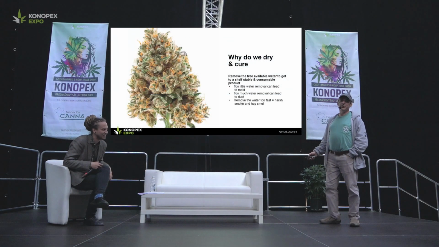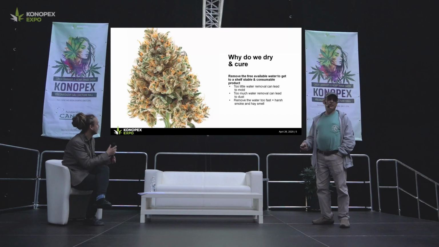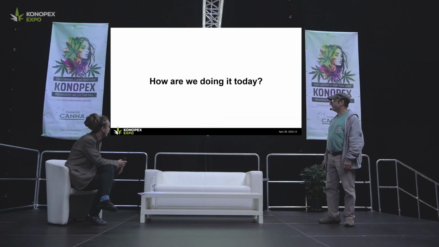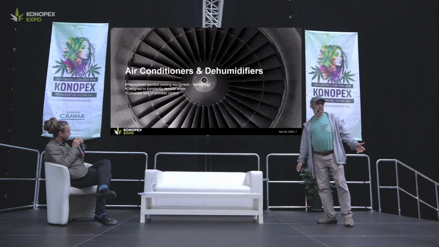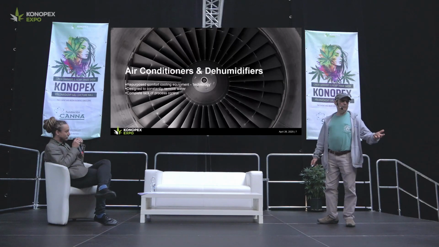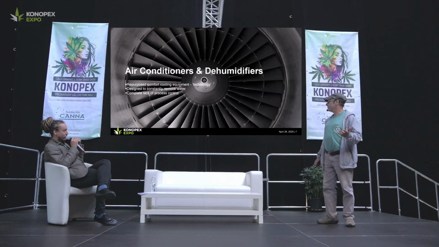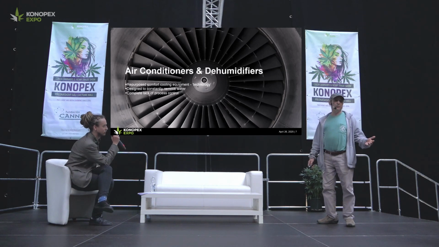Okay, why do we dry and cure? If you remove a flower, it won't burn, and if you store it, it'll go moldy because it's wet. So how are we doing it today? We're using air conditioners to put the flower in to remove moisture, and we're using dehumidifiers to remove the moisture. These are not process controls. This is comfort cooling equipment.